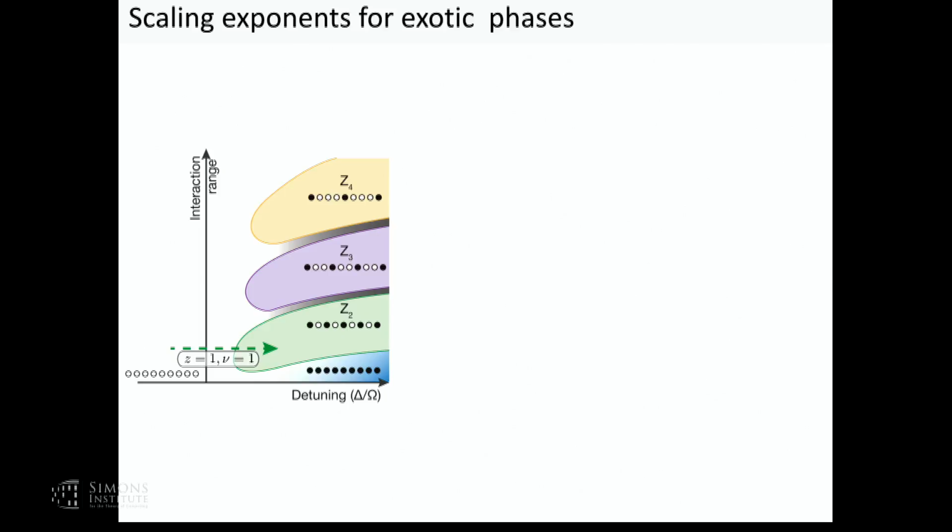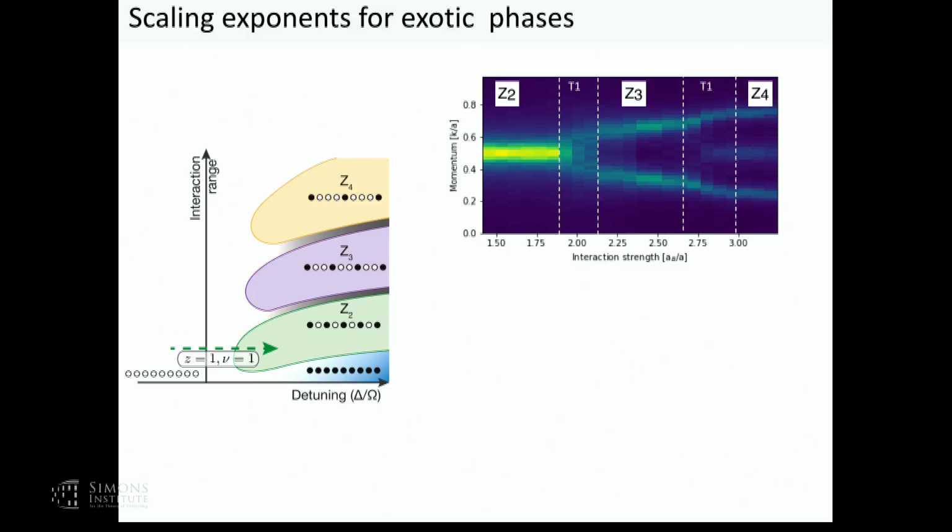So now, having understood this transition, let's see what happens with these other transitions. These other transitions are exotic. One way you could do it is to change the interaction strength and then plot, for example, the Fourier transform of this order parameter. Here the momentum is 0.5, which corresponds to the Z2 state. If you increase the interaction strength, eventually you end up with the period close to 1/3, and here maybe the period of 1/4 emerging slowly. There are also these transition points. This phase diagram is maybe not so simple.